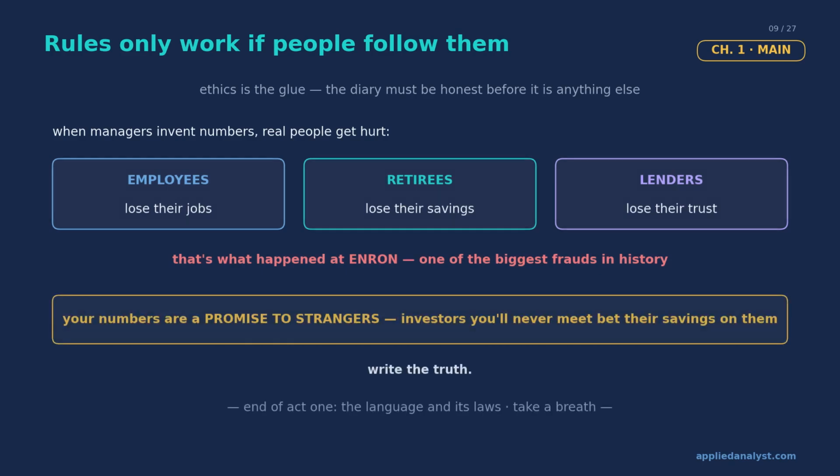Here's how I frame it for every student. Your numbers are a promise to strangers. Investors you'll never meet will bet their savings on what you write. Write the truth. That closes Act 1, the language and its laws.